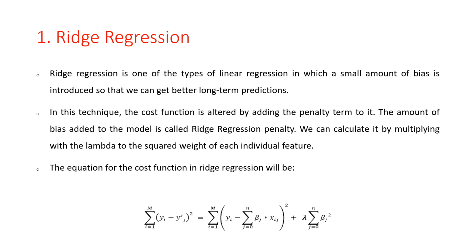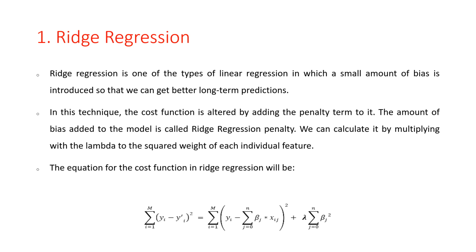In general linear or polynomial regression, we fail if there is high collinearity between the independent variables. To solve such problems, ridge regression can be used. So if you have high collinearity between the independent variables, in that case we use the ridge regression technique.